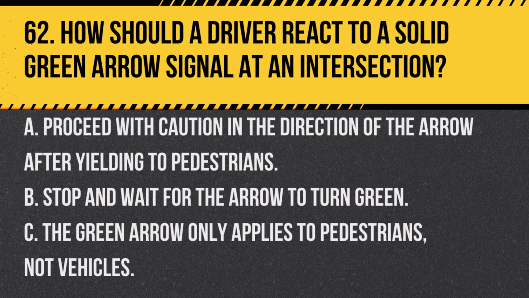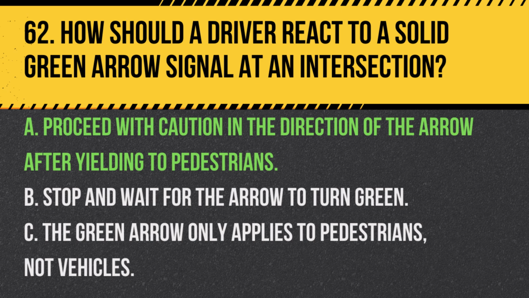Question 62. How should a driver react to a solid green arrow signal at an intersection? A. Proceed with caution in the direction of the arrow after yielding to pedestrians. B. Stop and wait for the arrow to turn green. C. The green arrow only applies to pedestrians, not vehicles. Answer A. Proceed with caution in the direction of the arrow after yielding to pedestrians.